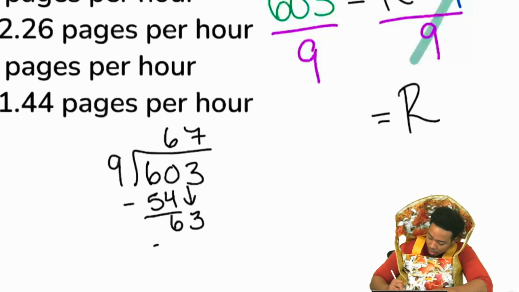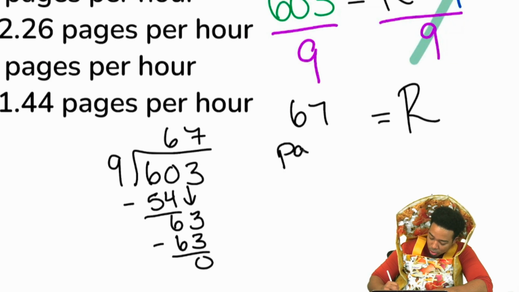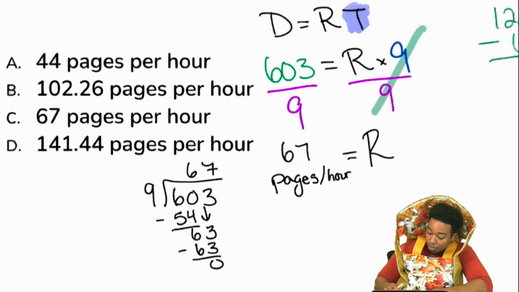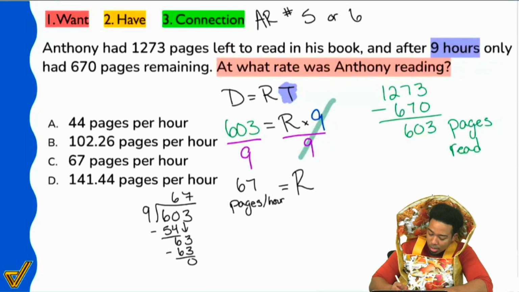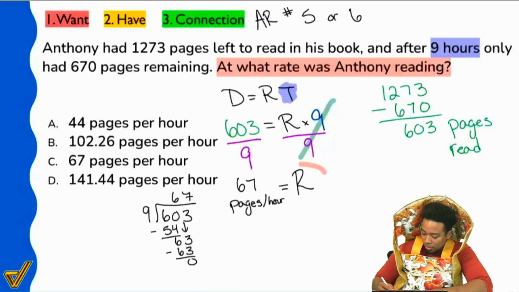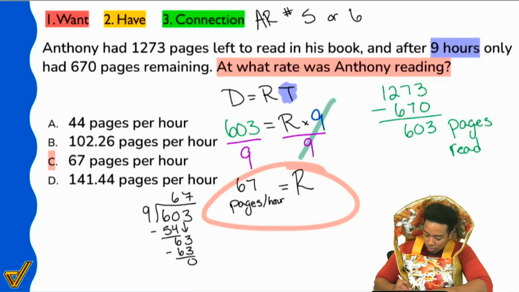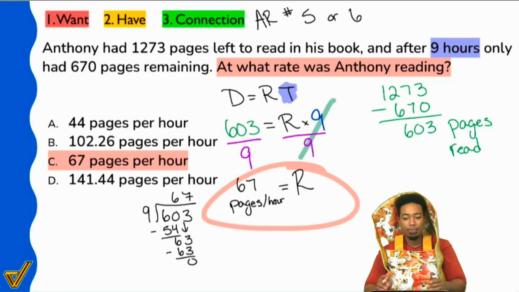And that would give us our rate here as a perfect quotient, 67 pages per hour, which is a pretty crazy reading speed. It's very possible. Plenty of people do it, but that's definitely above average. Our answer is C.